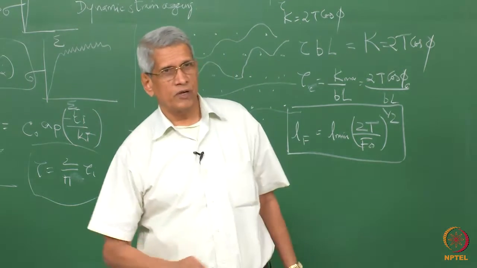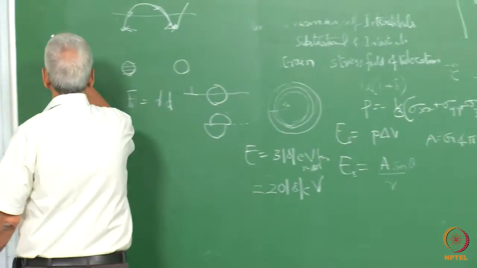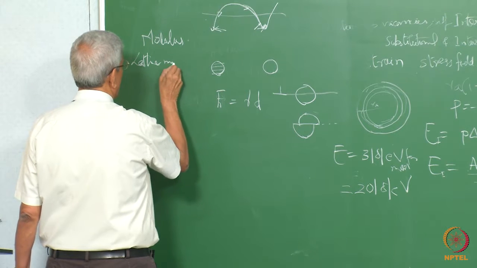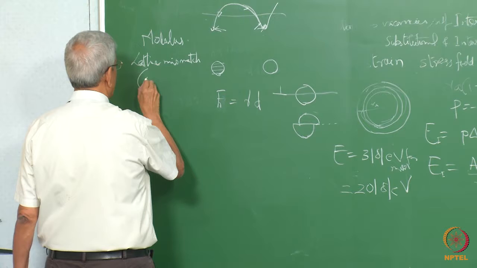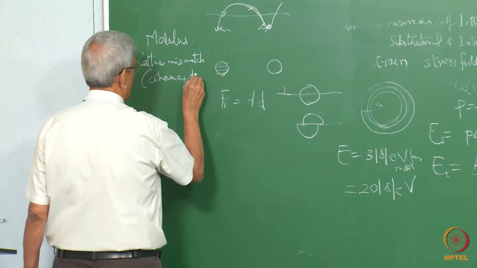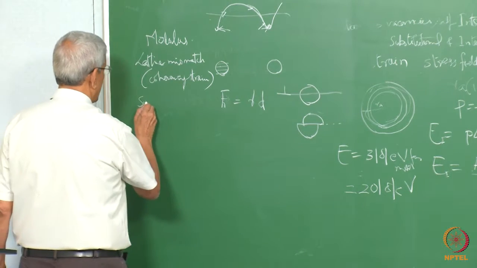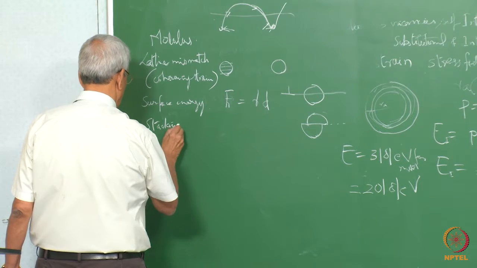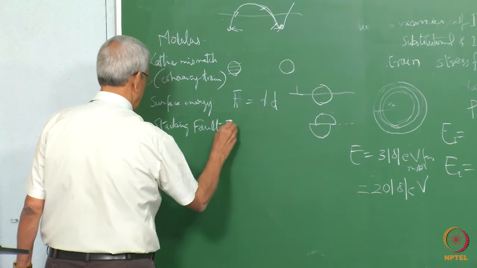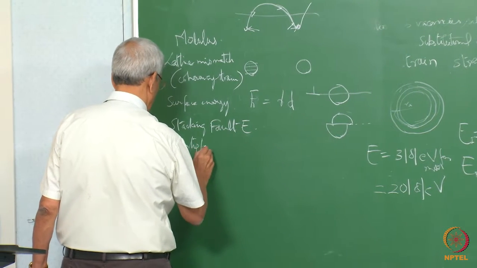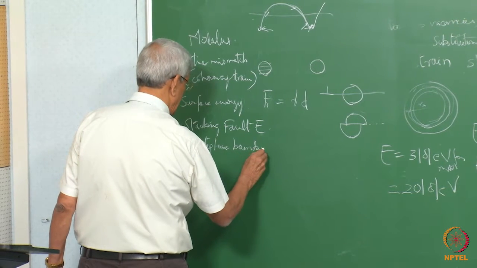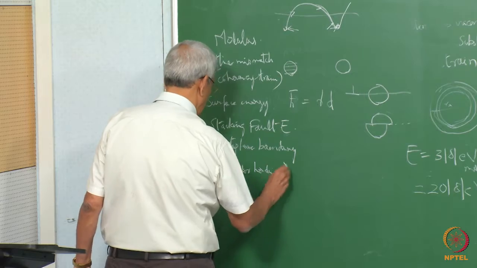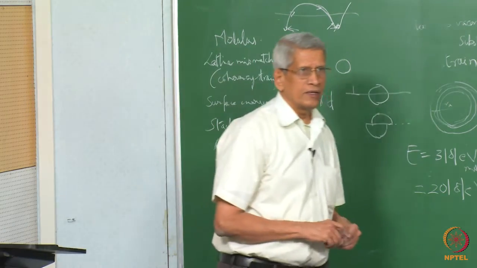So these are all the various types of mechanisms. Essentially what we have looked at is modulus, lattice mismatch, which is called coherency strain, then surface energy, because extra surface is created, stacking fault energy, then the antiphase boundary, or what is sometimes called order hardening, where the dislocation has to disorder the ordered lattice.